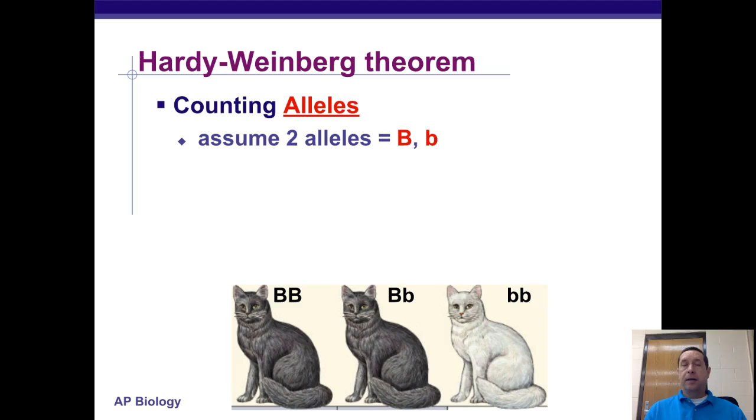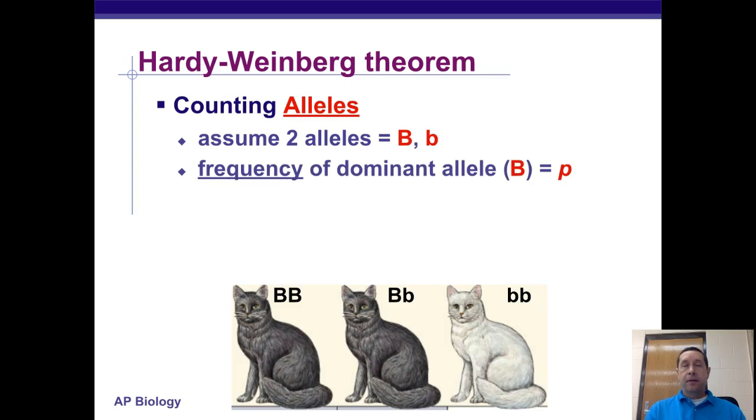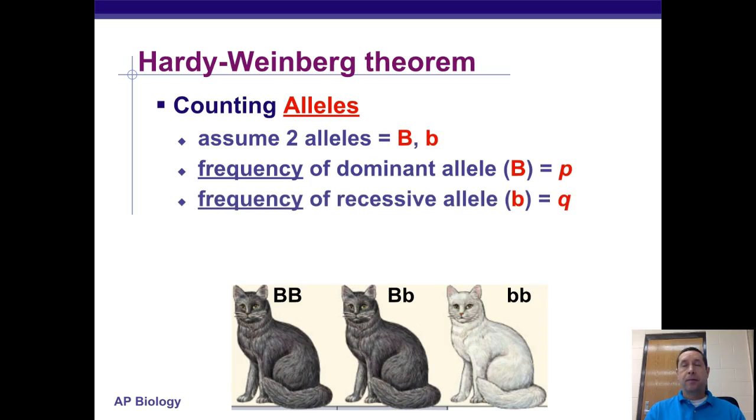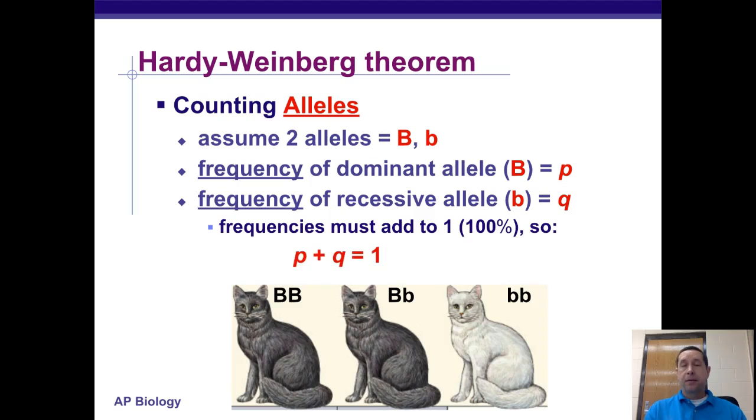So let's look at a trait here. Fur color in cats, black and white. Black is dominant to white. So the frequency of the dominant allele, big B, would be p. The frequency of the recessive allele would be q. So we only have 2 alleles, so if you add the frequencies of both together, they have to add up to 1. So that's our first equation, p plus q equals 1.